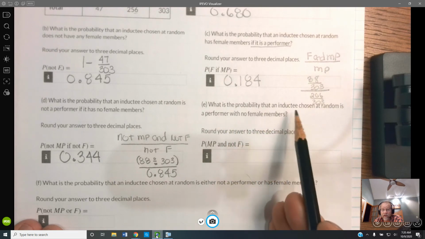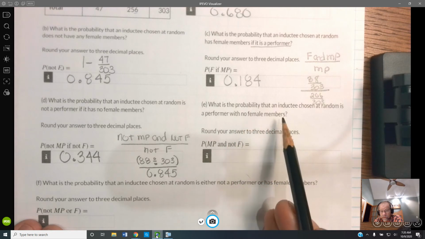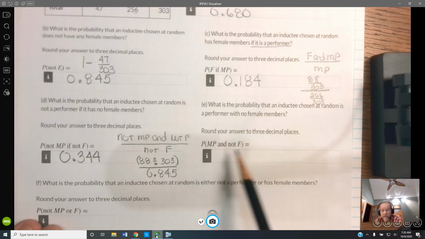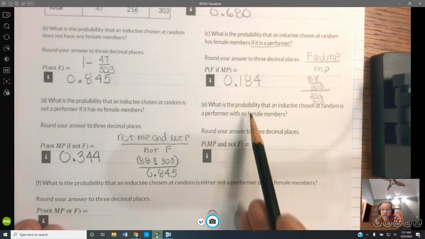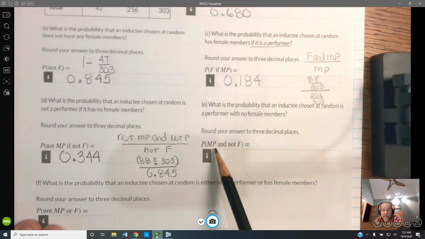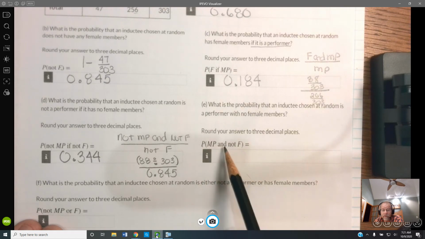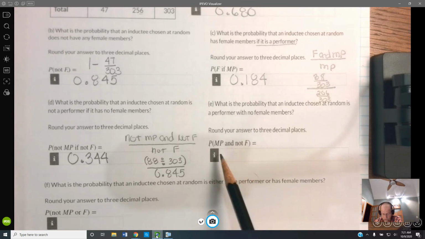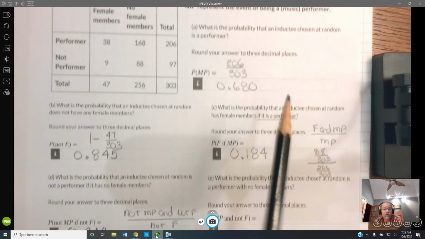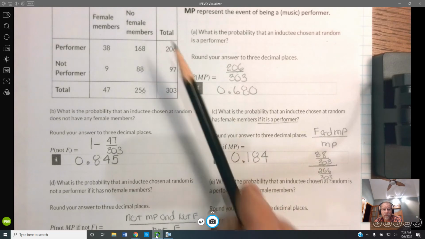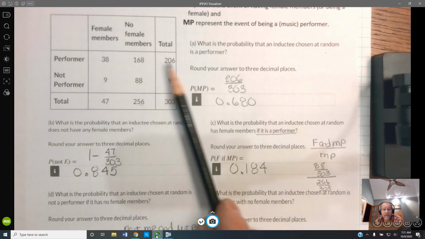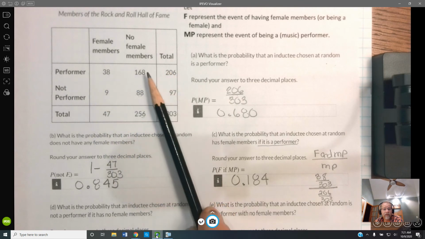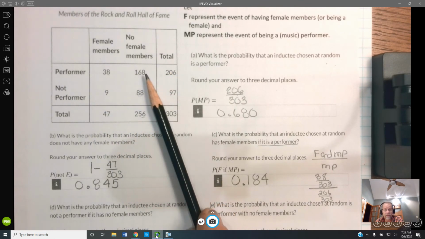What is the probability that an inductee chosen at random is a performer with no females? I actually love that they write this sentence for you right at the very beginning. Sooner or later, you'll have to write this, but it's a nice practice. The probability of music performer and not female. So we're looking for this and this to take place simultaneously. Let's go to the chart for this one. First of all, I need music performer, all of these people in this row. Not female. So I go here and I look for the not female position, 168.